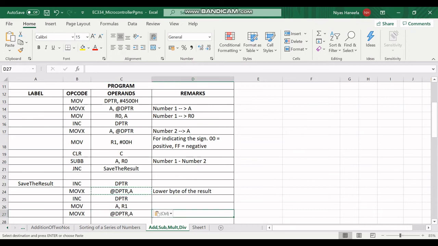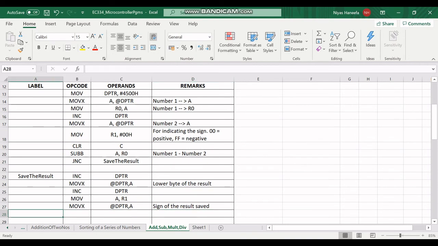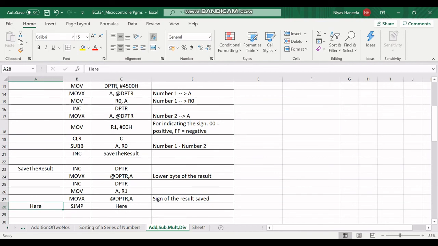So, sign of the result. Saved. Let's jump to here. Now, if you have a carry, what does that mean? The result is negative. So what will we do? Move R1, comma, hash FFH. The result is negative.